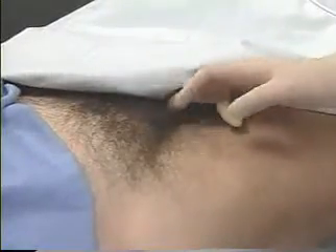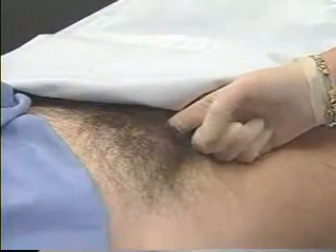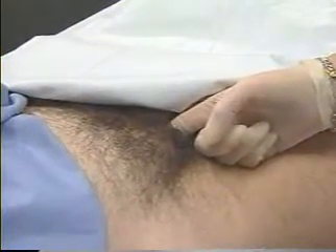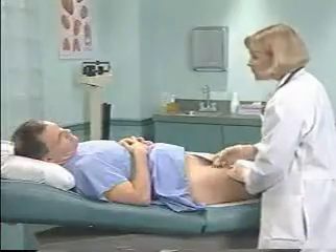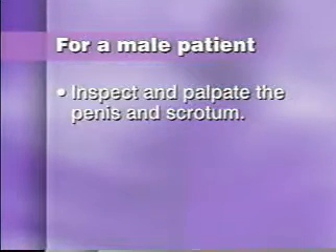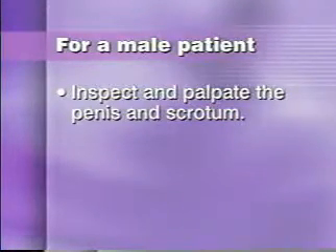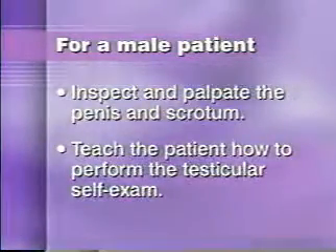To do this, place your index finger along the upper scrotal sac and insert your fingertip into the external ring. Have the patient bear down while you gently push your finger through this ring. You should not feel bulges. If you are performing this part of the assessment, also plan to inspect and palpate the penis and scrotum. And while you're doing this, teach the patient how to perform the testicular self-exam.